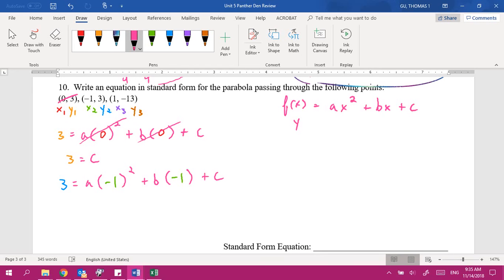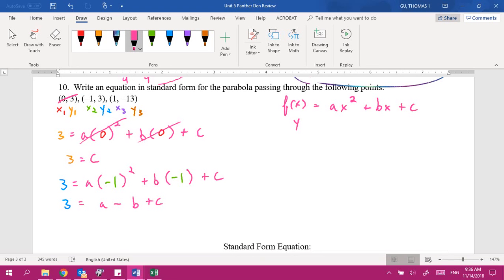Now look at this first term right here. What do we do here first? Square the negative 1. What's negative 1 squared? It's just 1. So this is going to be 3 equals just 1a, right? But that's just a. So 1a or a. What is b times negative 1? Negative 1b or just negative b. So negative 1b and then plus c at the end. And you probably don't want to write the 1s because that's just sloppy, so just take the 1s off because it doesn't matter. So your next equation is 3 equals a minus b plus c.